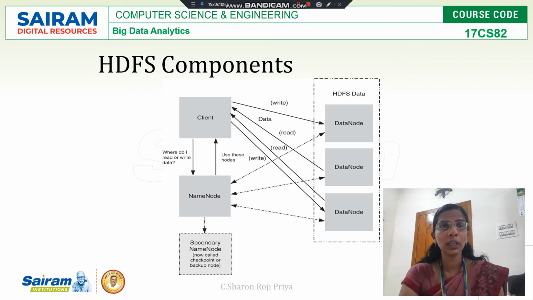So this is all about the HDFS components. We have learned about the data node, the name node, and the secondary name node, and you can see that in a cluster there will be many data nodes, but only one name node.